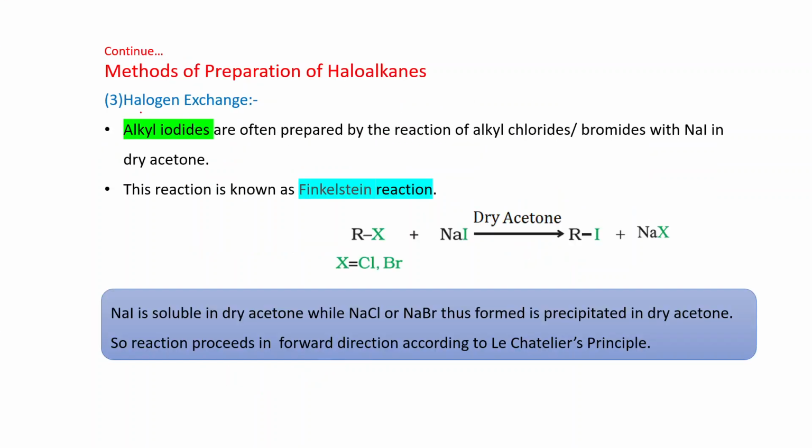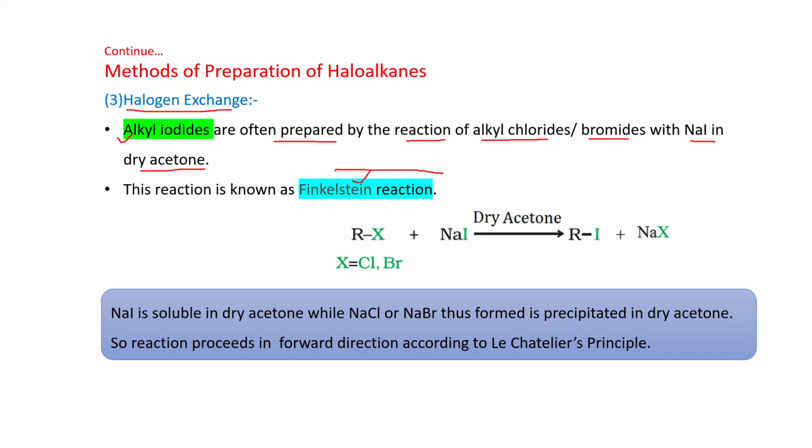Now, next method of preparation: halogen exchange. Alkyl iodides are often prepared by the reaction of alkyl chlorides or bromides with NaI, sodium iodide, in dry acetone, and this reaction is known as the Finkelstein reaction.